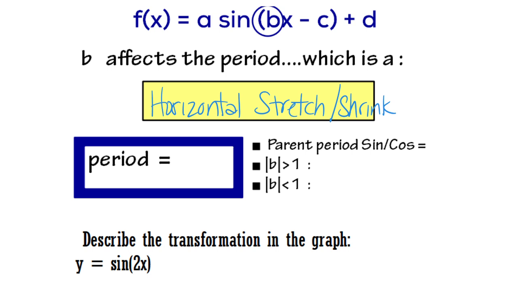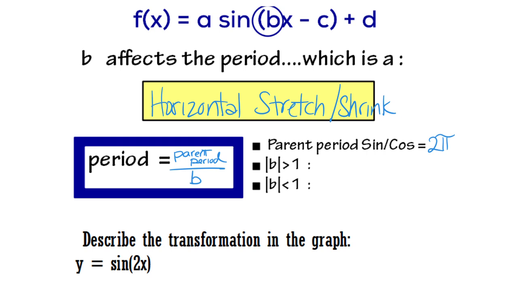So we have a little formula that we use, and we say that the period is equal to the parent period divided by that b value. Now, the reason that I write the parent period is because it will not always be 2 pi, but the parent period for sine and cosine is 2 pi. And so that's what we'll use today. It'll be 2 pi over b.